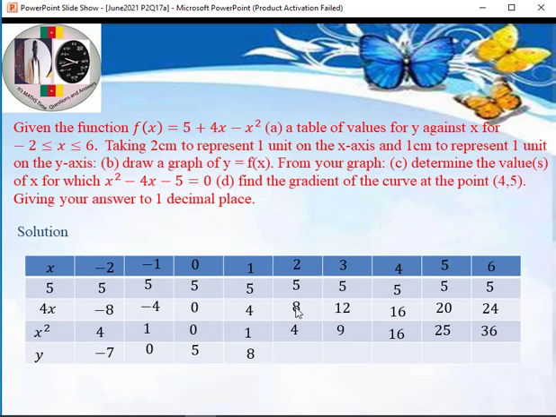So 5 plus 8 minus 4 is going to give us 9. 5 plus 12 minus 9 is going to give us 8. 5 plus 16 minus 16 is going to give us 5. 5 plus 20 minus 25 is going to give us 0. 5 plus 24 minus 36 is going to give us minus 7. So that is how we draw a table of values for y against each corresponding value of x.